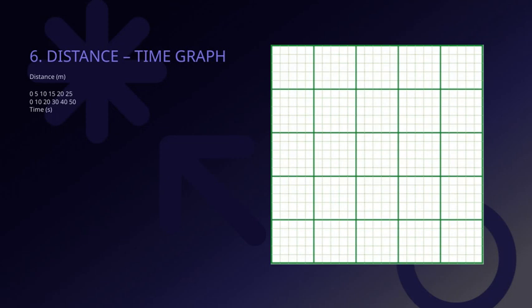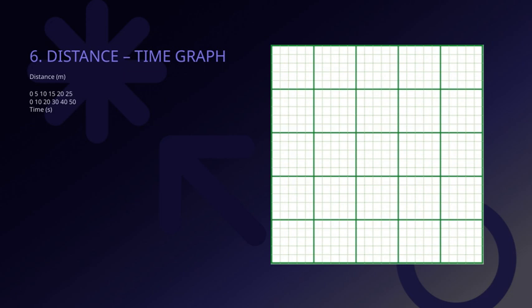All right, let's take a closer look at this distance time graph. On the horizontal axis, we have time in seconds, and on the vertical axis, distance in meters. The graph shows how distance changes over time, which helps us understand the movement of an object. Notice how the line is relatively straight, indicating a steady increase in distance as time passes. This suggests constant speed or uniform motion. If the line were curved, it would mean acceleration or deceleration.